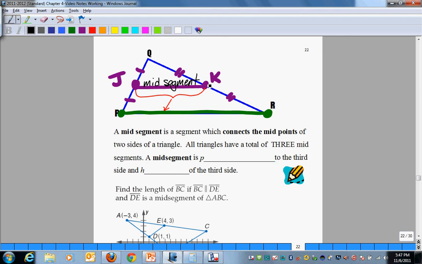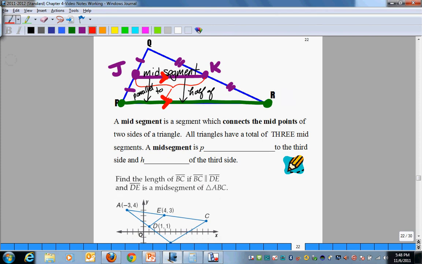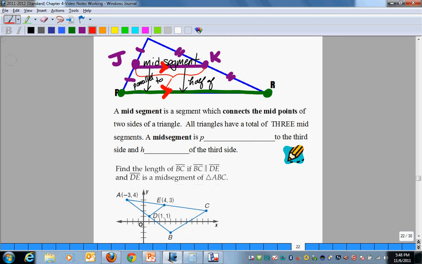And a midsegment has two properties. It is half of the third side it's facing. It's also parallel to. So it's half of and parallel to the third side. It's parallel to the third side and half of the third side.